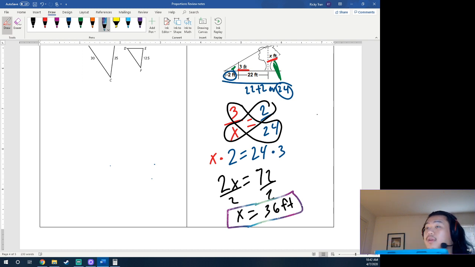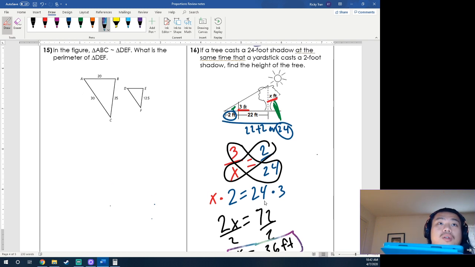Okay. All right, let's do number 15. Number 15, in this case, is not only asking for, well, it's not even asking for the missing side. Actually, it's only asking for the perimeter of DEF. In order to find that, we actually have to do two proportions. We have to find this length here, which is DE, and this length here, which is DF. So we're going to set up two proportions and then solve from there.